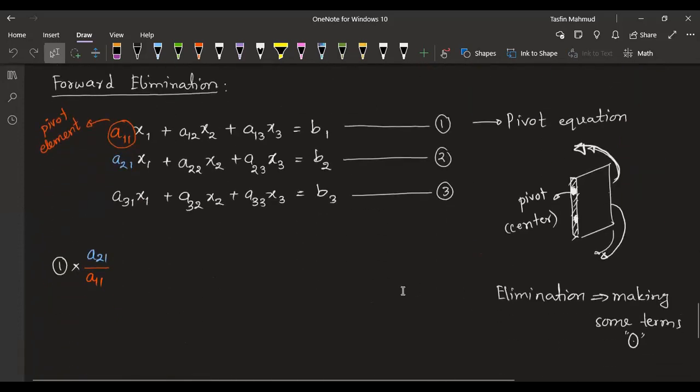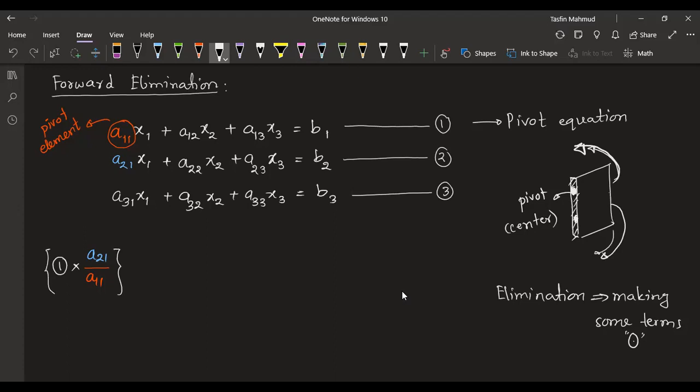Thank you. So for the forward elimination, the general step is to take the pivot equation. We are taking equation number 1, dividing it by the pivot element, a11, and multiplying it with the coefficient that we are going to eliminate. So we are trying to eliminate this term. We are going to make this term 0. That's why we are multiplying it with a21. Okay, that's the first step.